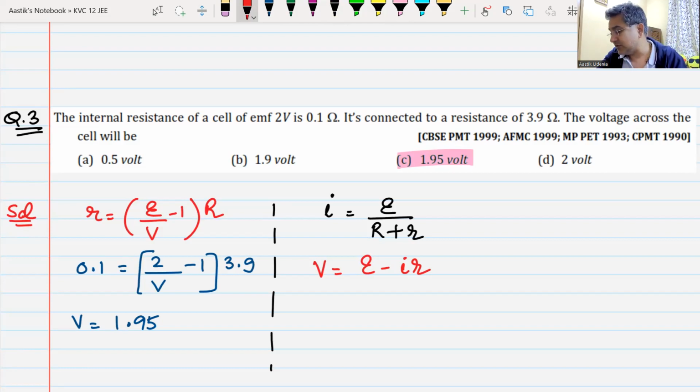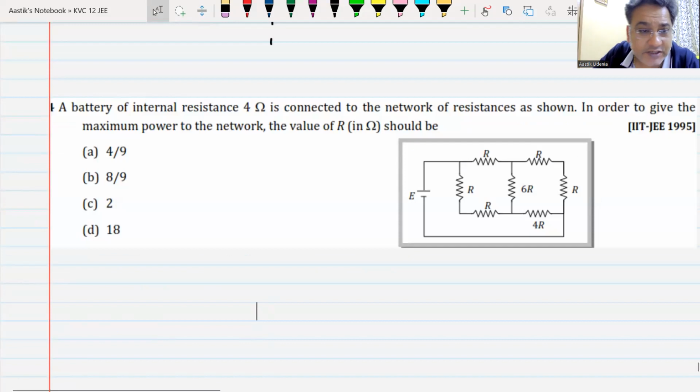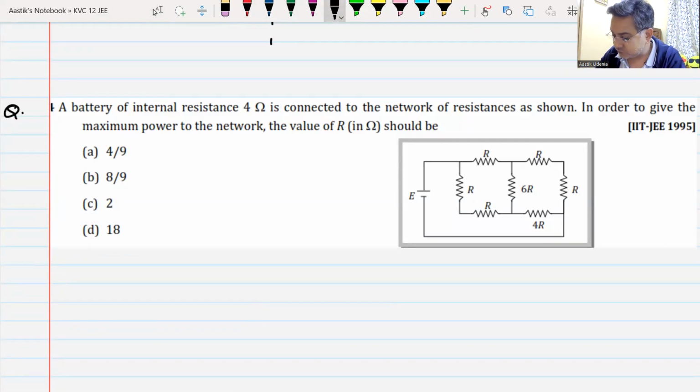And here comes the question from JEE. This is the question from IIT-JEE of my times. Question number 5. A battery of internal resistance 4 ohm is connected to a network of resistance as shown. In order to give the maximum power to the network, the entire network, what should be the value of R? I will give you 2 minutes to give me the answer.